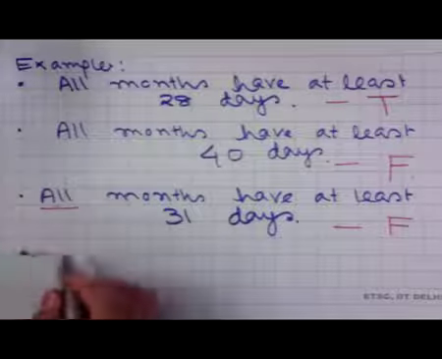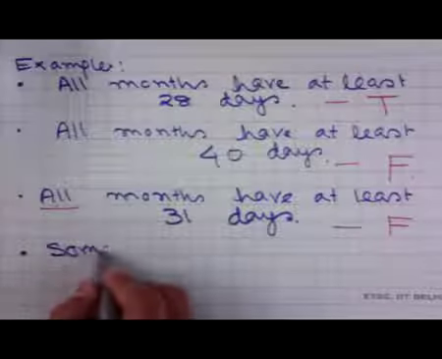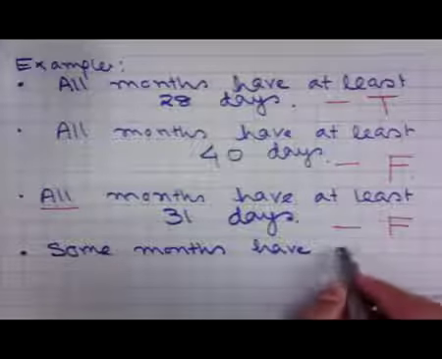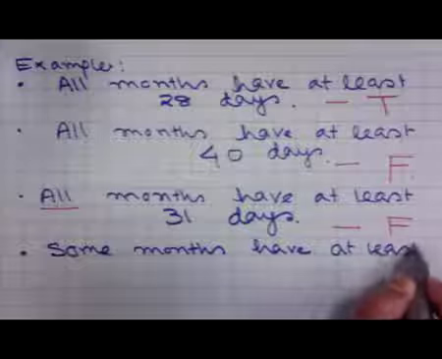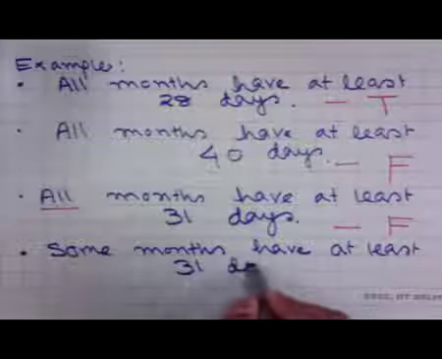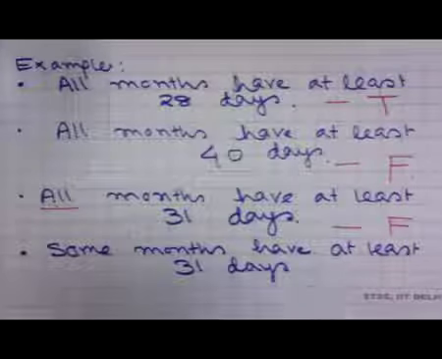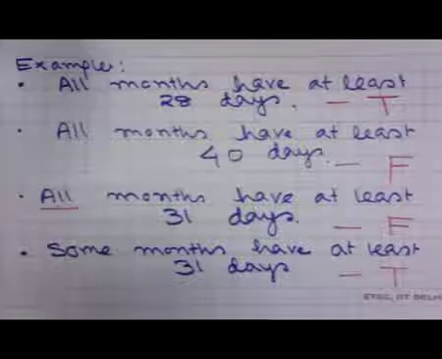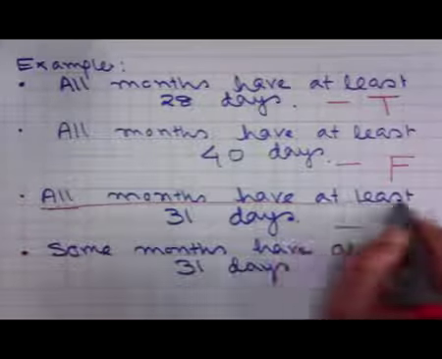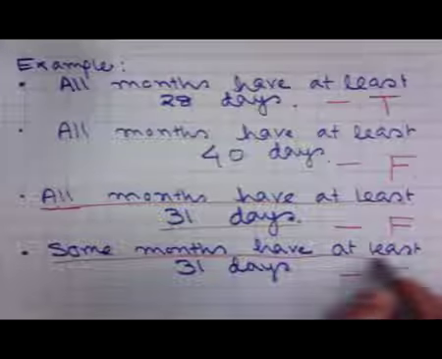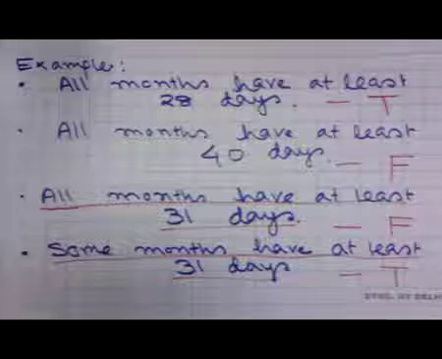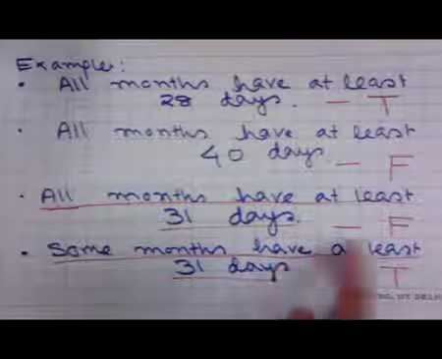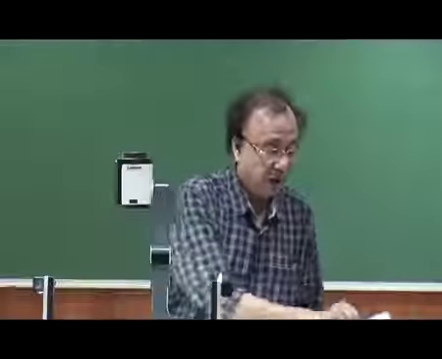But if I write some months have 31 days, then it is correct. I hope you understand the difference between this statement and this statement. These two are basically different statements, and therefore, we can see that this has a truth value true, but this has a truth value false. What about this?